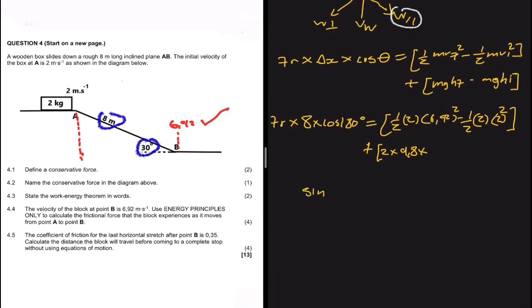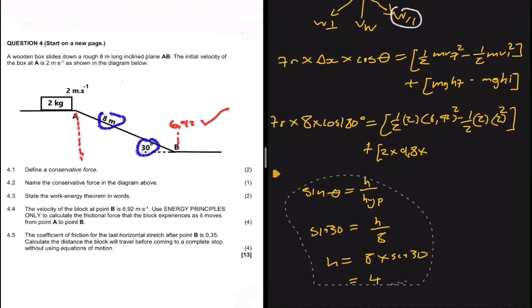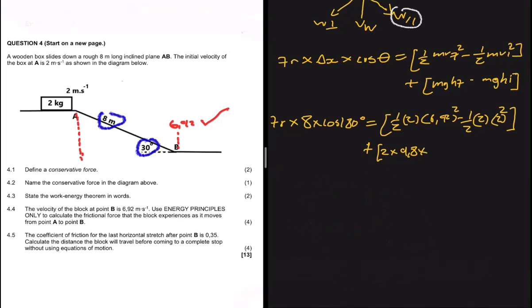Sine of theta is equal to the opposite, which is our height, divided by the hypotenuse. So we're going to have sine of 30 being equal to the height divided by 8. So the height is equal to 8 multiplied by sine of 30, which is equal to 4. So our height is equal to 4. So let's go ahead and solve our problem.